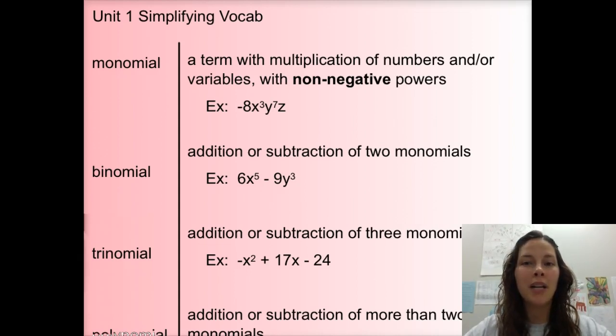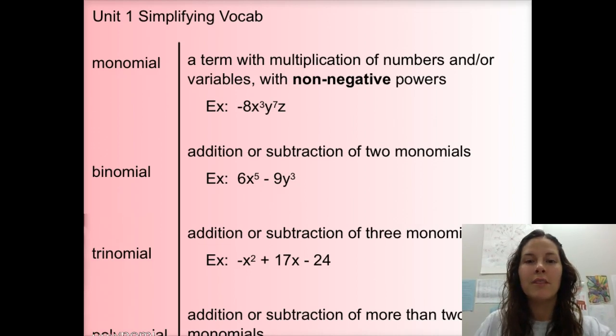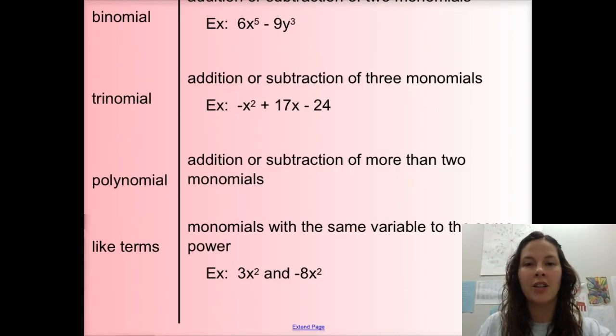When you get into a binomial, that's when you're adding or subtracting two monomials, bi meaning two. A trinomial would be adding or subtracting three monomials. Tri means three. And then a polynomial just means many. The most basic definition of a polynomial is addition or subtraction of more than two monomials. So technically a trinomial would constitute a polynomial.